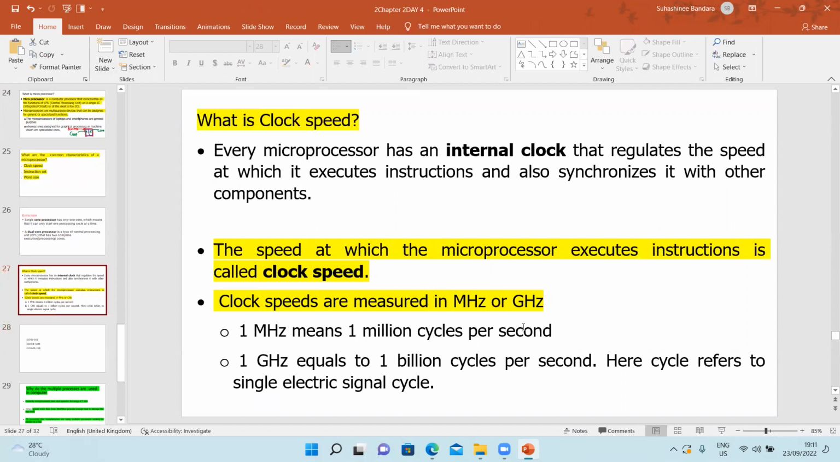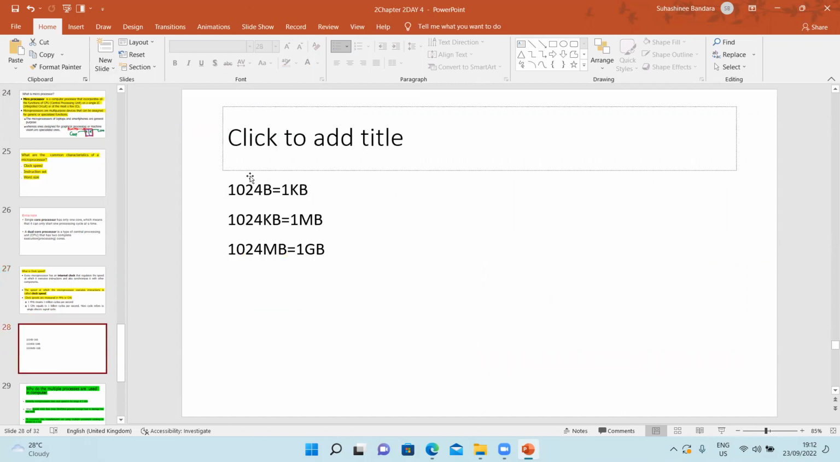Megahertz means 1 million cycles per second. Gigahertz means equal to 1 billion cycles per second. Here the cycles refers to the single electric signal cycle. Okay, now we'll see what is the megahertz, gigahertz.